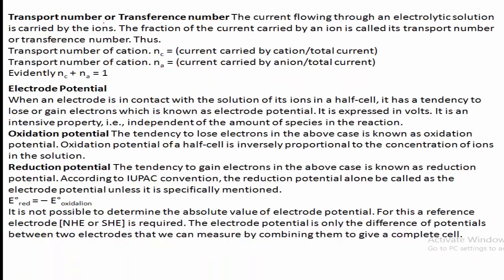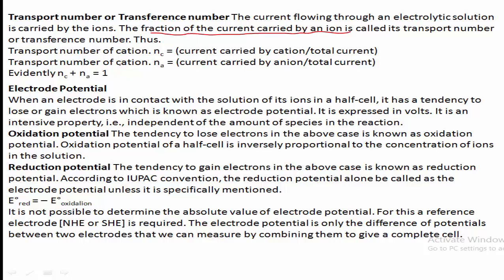Then what does transport number or transference number mean? As we have seen in the salt bridge, the transport numbers of K plus and Cl minus are almost the same. Transport number means: the current flowing through an electrolytic solution is carried by the ions. The fraction of the current carried by an ion is called its transport number or transference number. What does transport number mean? Fraction of the current carried by an ion.